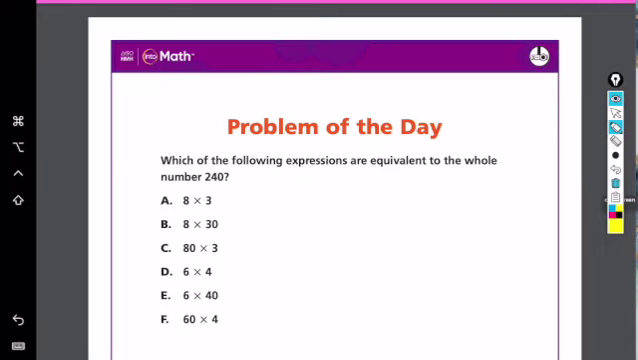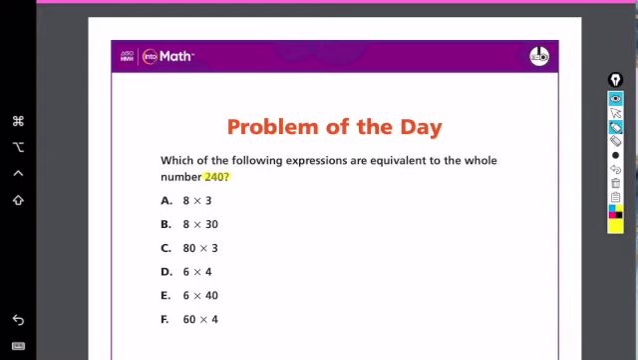Today we're going to start out with a problem of the day instead of with our Spark Your Learning. We're going to try to figure out which of the following expressions are equivalent to the whole number 240. Remember, equivalent means that it equals that. I'm going to give you a minute to go through these and try to figure out which ones equal 240. Okay. Once again, we are trying to find out what equals 240.